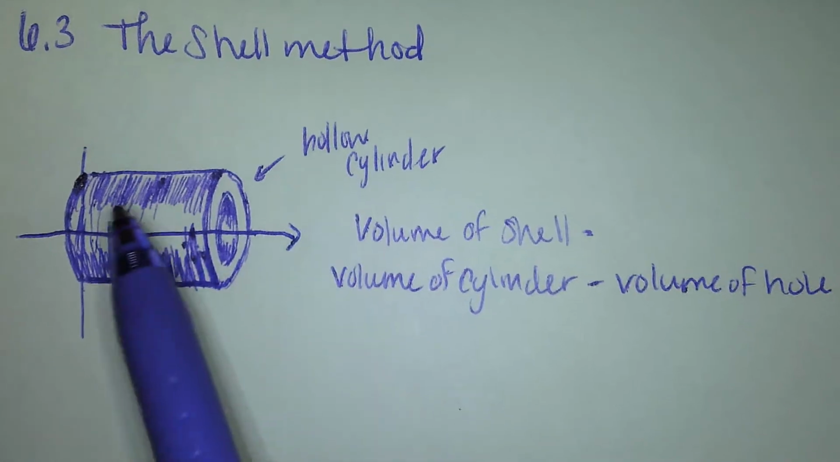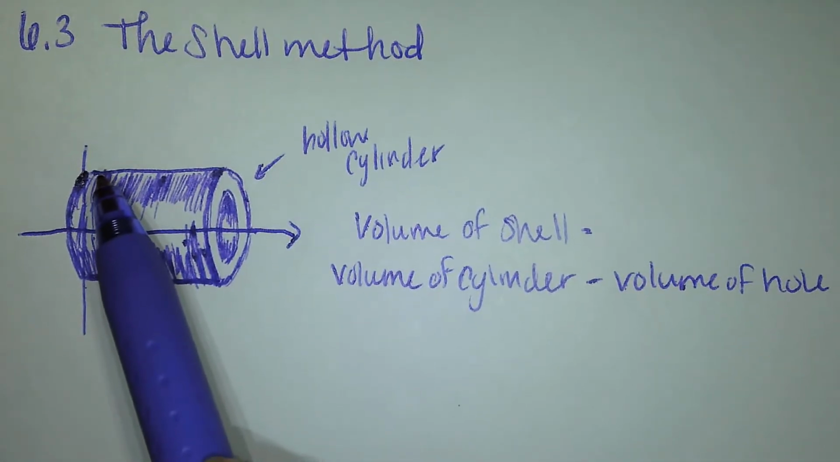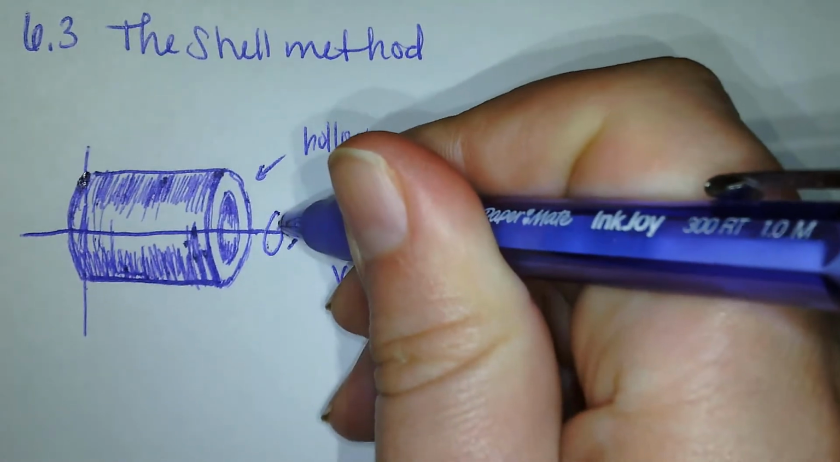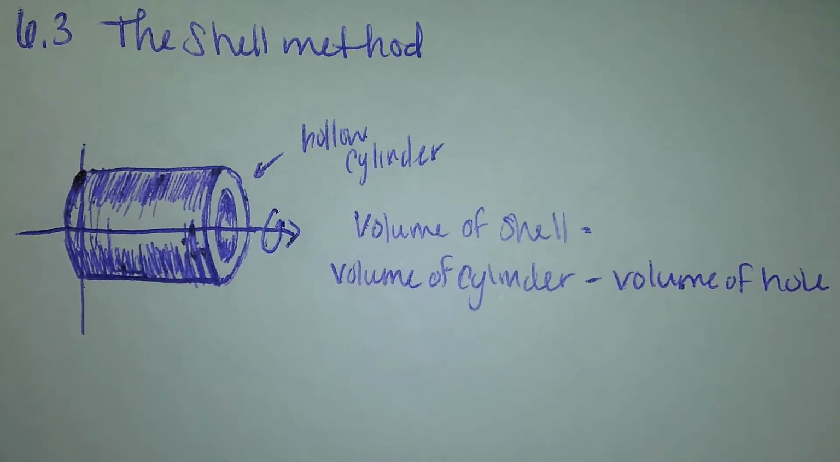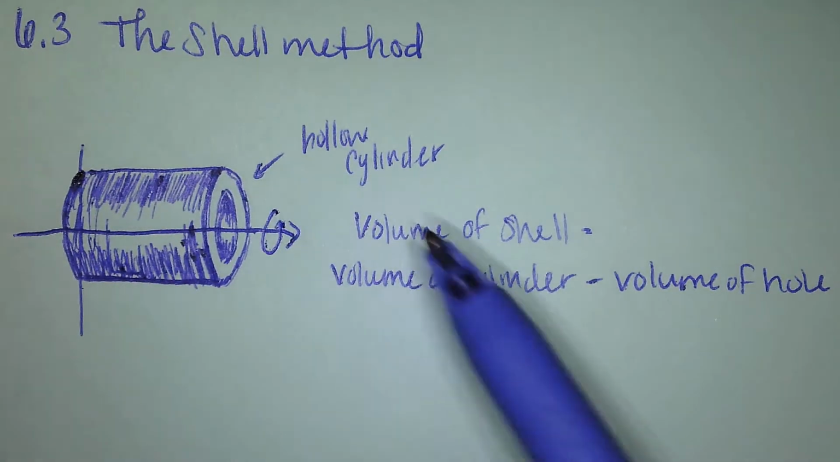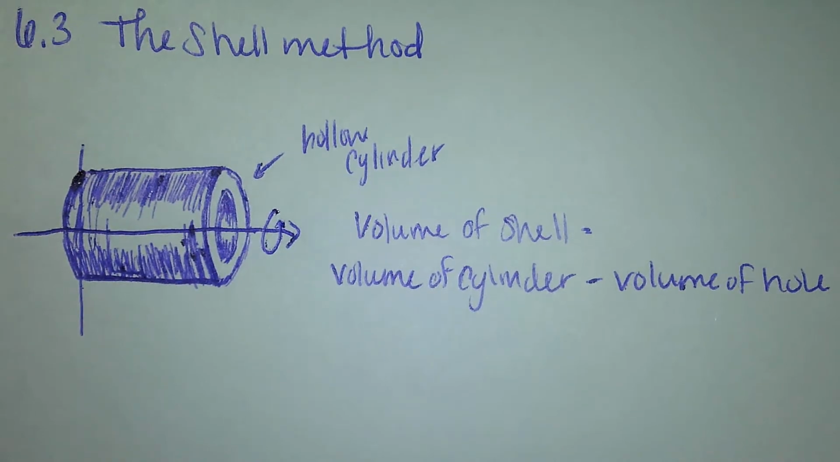Now keep in mind, because this is rotating about the x-axis, we are going to be doing this one in terms of y. So if you see shells like this rotated about the x-axis, it's actually in terms of y. And I'll write out the formula both ways for you.